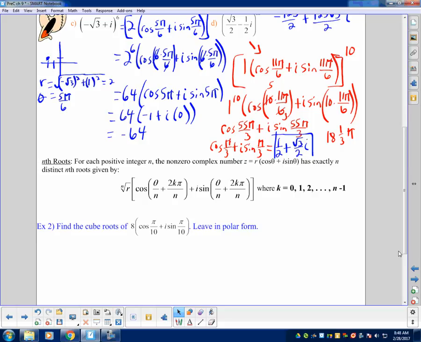It's like when I have x squared equals 9, how many solutions are there? Right? X squared equals 9 has which solutions? 3 and negative 3. Same idea here. We're going to have the nth root. There could be 4 solutions if it's a fourth root, 3 solutions if it's a cube root.